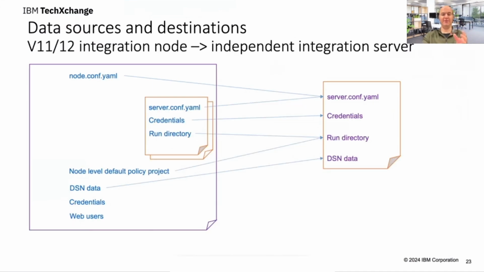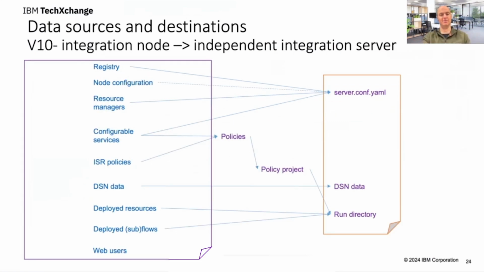And similarly, if you're going from a node to independent servers, it's still a straight copy of most of that data across to your independent server. If you're coming from 11 or 12, that is. Coming from V10, it's a lot more complicated.